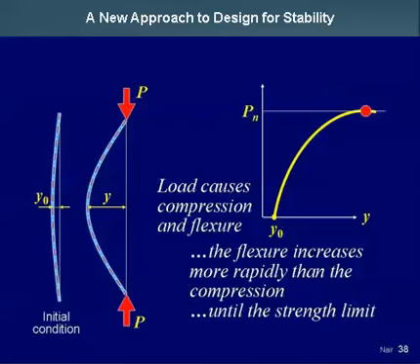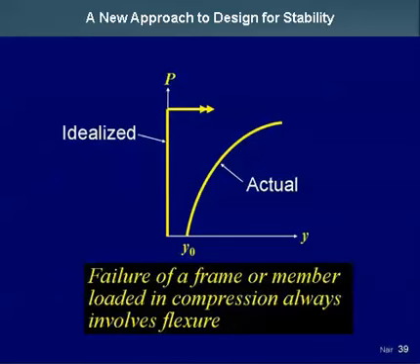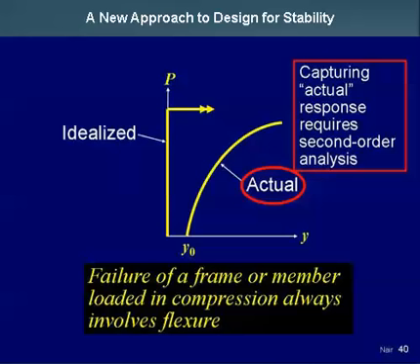Or look at an individual member. The initial condition in that member is always, as you see on the left, there is always some initial imperfection of y sub 0, and as you load it, that will increase, and you keep getting flexure, and at the point of maximum load, limiting load, which is the point of failure, it is going to be largely a flexural failure as well as a compression failure. So, the point is, failure of a frame or member loaded in compression always involves flexure, even though it's nominally a compression member loaded in compression.